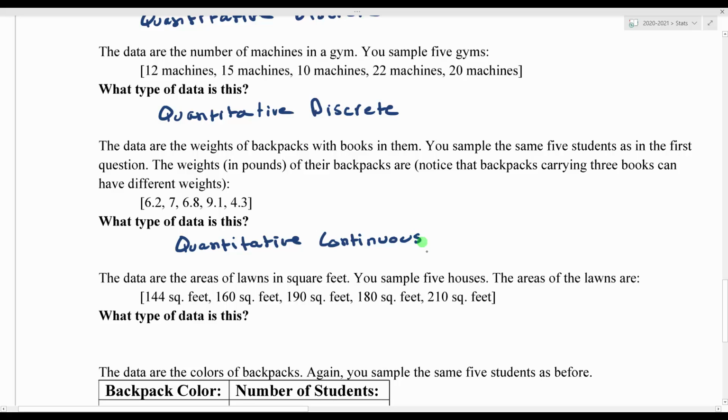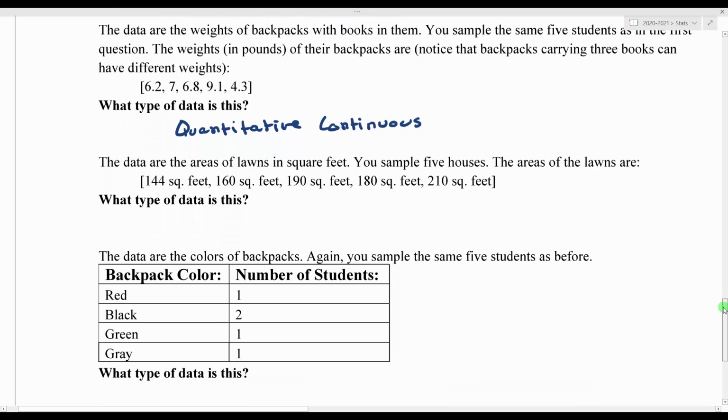This is a quantitative continuous type of data because I could have 7 pounds, I could have 7.1, 7.2, 7.21, 7.2001, right? There's an infinite number of values in between any given interval there. So that is continuous data. Let's see what we got.